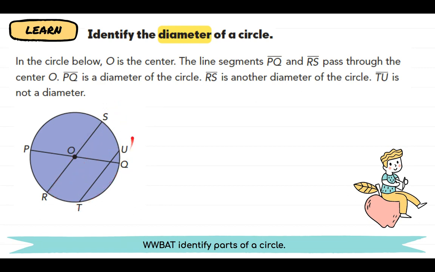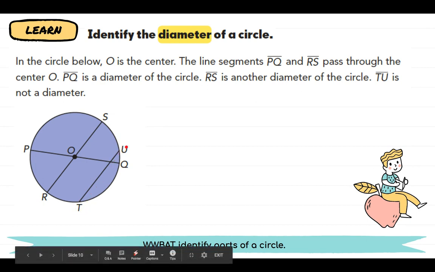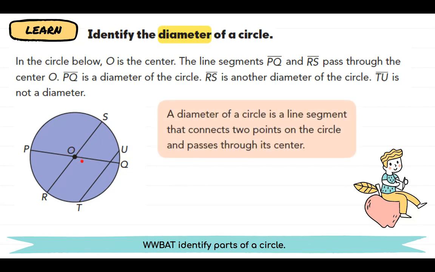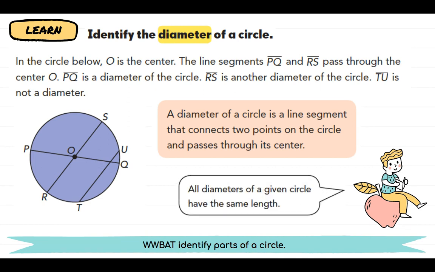However, TU is not a diameter of this circle because it did not pass through the center of the circle, or O. Again, TU is not a diameter of this circle because it did not pass through the center. So a diameter of a circle is a line segment that connects 2 points on the circle and passes through its center. Now, all diameters of a given circle have the same length.